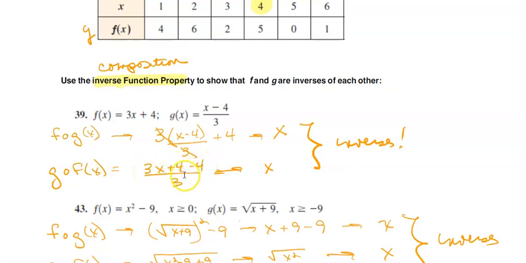Wherever I have an x, which would have been right here, I'm going to replace it with 3x plus 4. Continue. The 4's will cancel. 3x divided by 3 is just x. And I have proven that they're both inverses of each other, since their compositions are equal and equal to x.